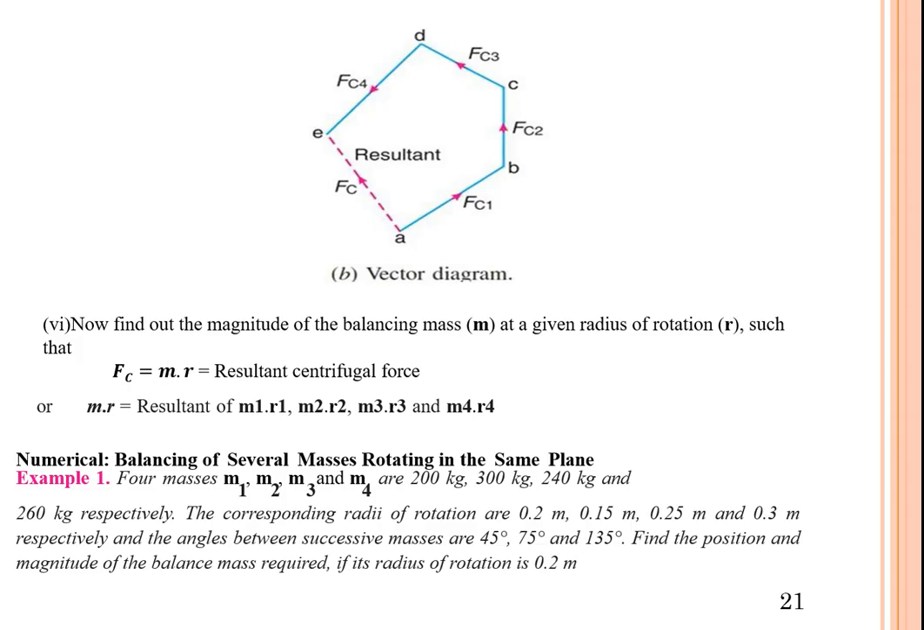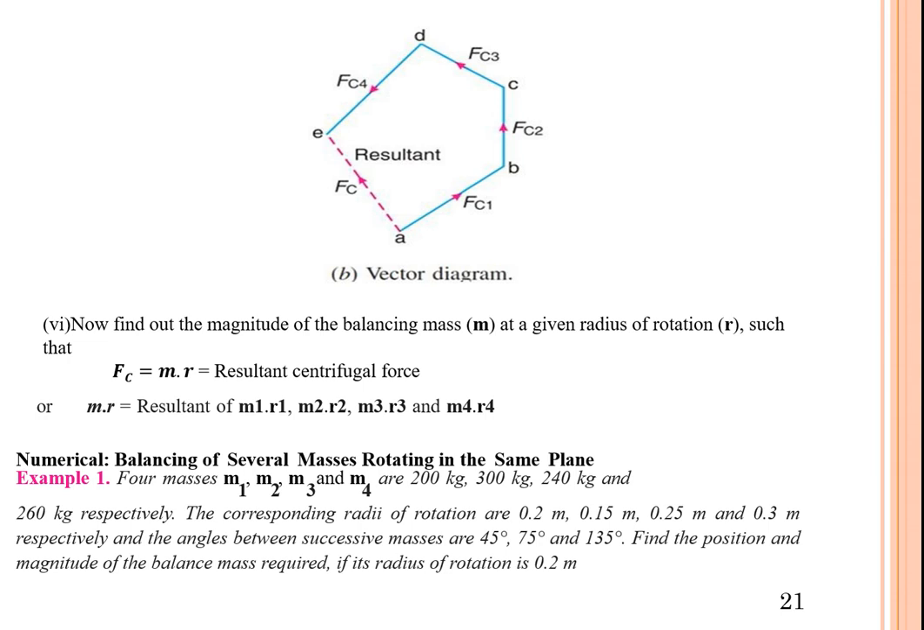After taking all the values, from the initial point FC1, FC2, FC3, FC4 are drawn, and the last point is joined to the initial point. That gives the final resultant centrifugal force, which you are supposed to calculate. By doing that, you'll be able to find the resultant centrifugal force, that is M into R.